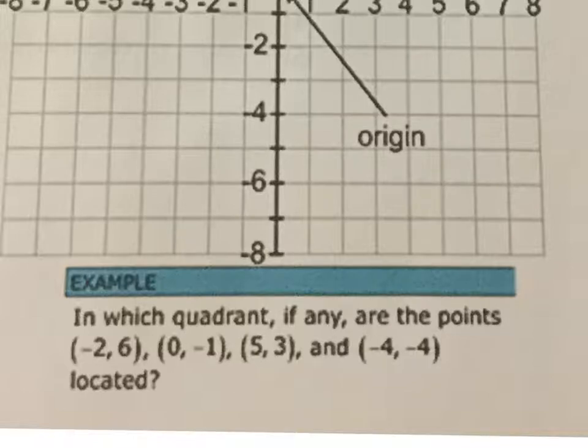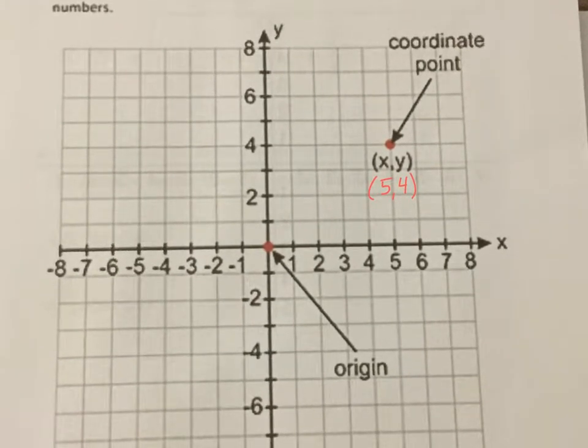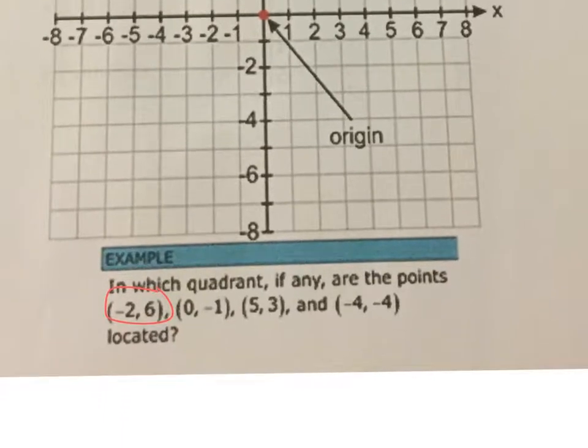Okay, so let's do it one at a time. -2, 6, what quadrant does that put me in? So you'd start here, -2, 6. That is in the second quadrant. And again, we use Roman numerals to show the quadrants. So that first one is in quadrant 2.